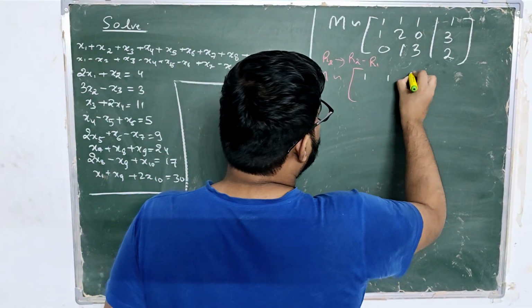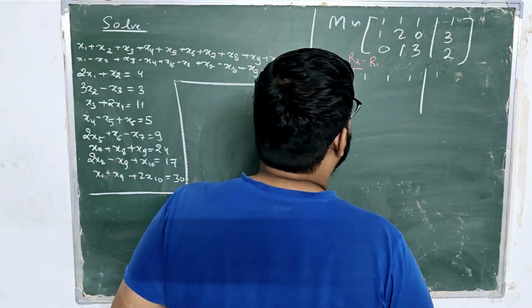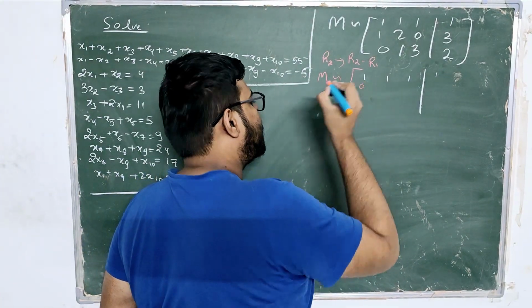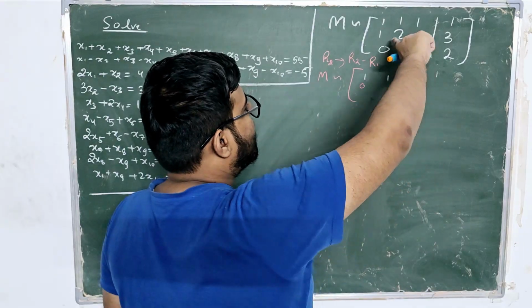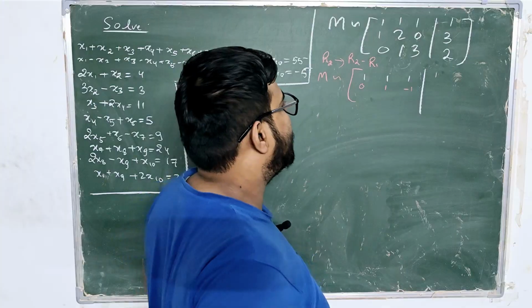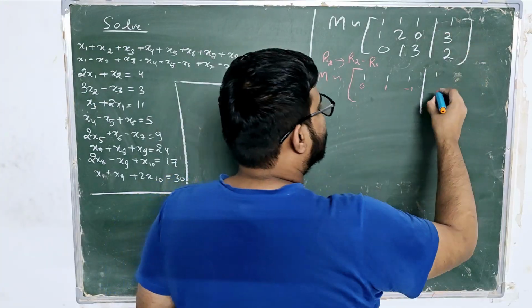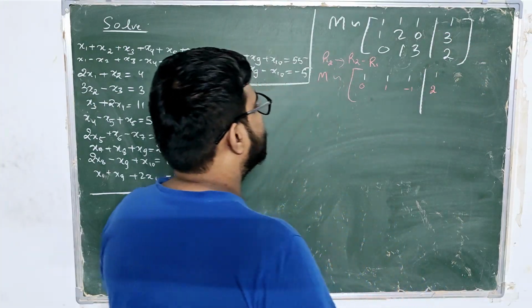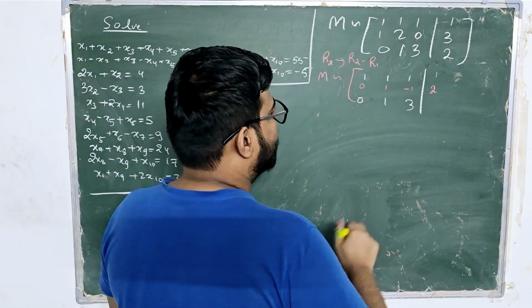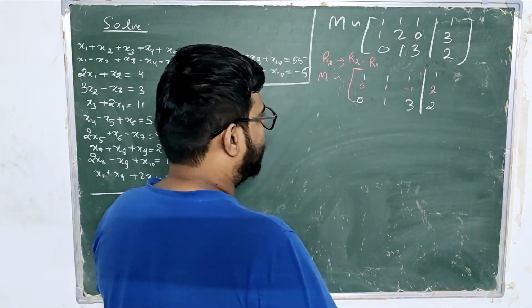So this will be 1 1 1 1. Now 1 minus 1 will be 0. This will be 0. And 2 minus 1 will be 1, and 0 minus 1 will be negative 1, and 3 minus 1 will be 2. And this will be as it is, 0 1 3. And of course this will be 2.